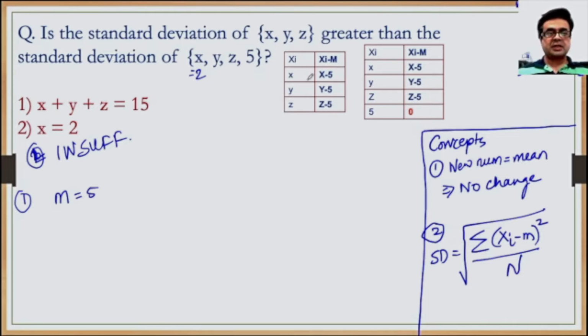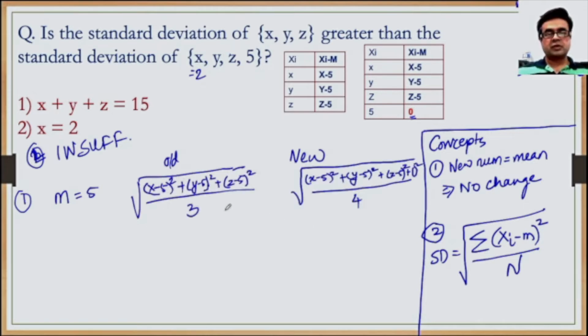And now let's apply the xi minus m formula, and I've already put this into the tables. So xi minus m, which is the distance of each of the terms from the mean, would be x minus 5, y minus 5, and z minus 5. In the new series, where we are adding a 5, the xi minus m's would look like x minus 5, y minus 5, z minus 5, and 0. So I'm going to write old here and new here, and let's see what the standard deviation would look like. For the old series, it will look like x minus 5 whole square plus, and so on. I've written the standard deviation of the old series and the new series.